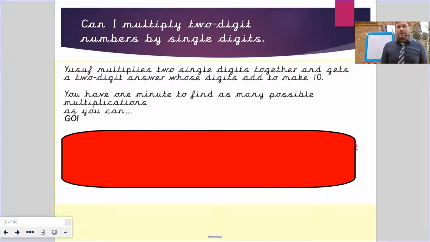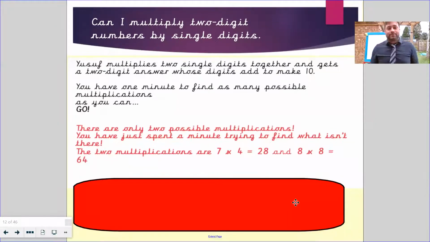Okay, well done. Hopefully you've had your minute and you've got as many answers as you can. I'm sorry to spoil your bubble if you think you've got more than 2, but there are only 2 answers that you can get for this. And they are the following. 7 times 4, which gives you 28, and then 2 plus 8 is equal to 10, and then 8 times 8, which gives you 64, and then 6 plus 4 is equal to 10.